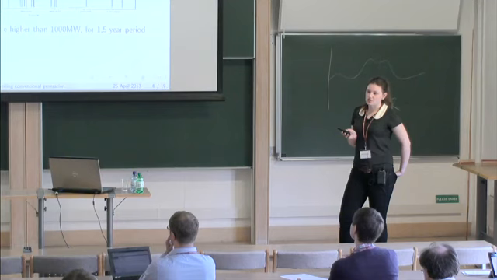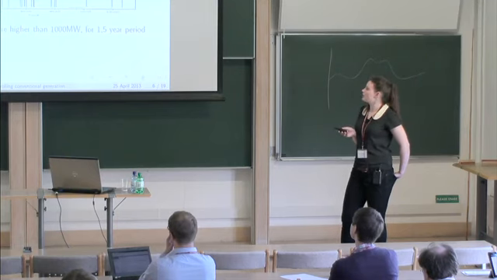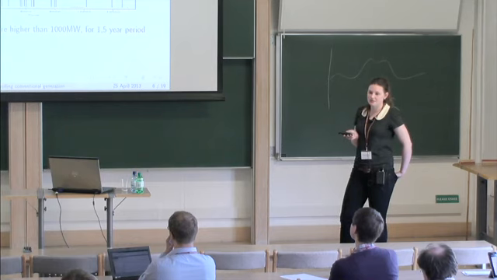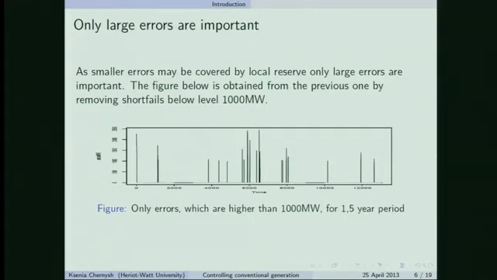Here is another picture. This is basically the same picture, but there are only errors which are bigger than some level. Only bigger errors are here, and small errors are removed. As we heard in Jean-Yves' talk, small errors may be covered by local storages, and they work on it. So we care only about blackout periods, these periods when we have a shortage of power supply, and we want to provide some additional conventional supply in order to avoid purchasing additional imported power in these blackout periods.